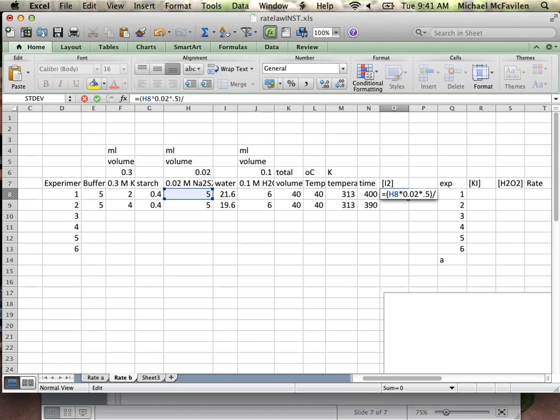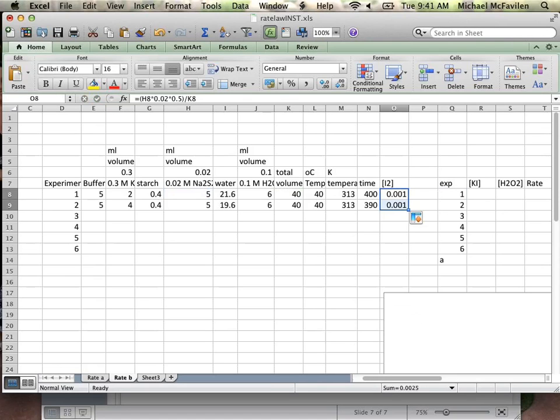If we want the concentration, we want to divide by the volume. What volume do we want to divide by? The total volume of the entire solution. So we can now go to our total volume column, click that, and we now have our iodine concentration, and we can click and drag. Okay? Assuming that conversion was done correctly. Sound good?